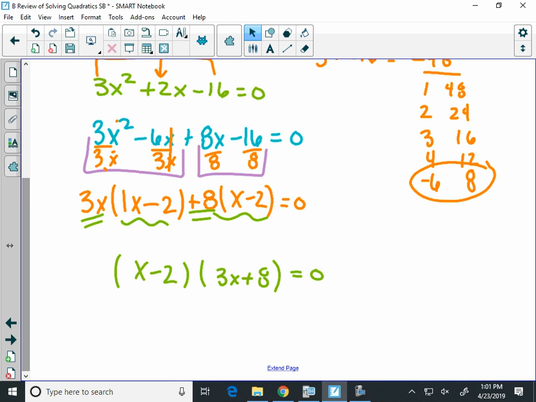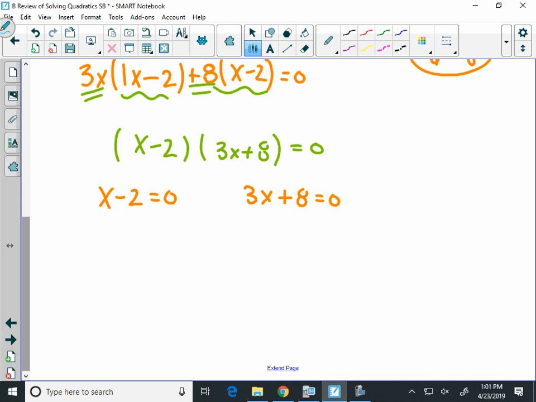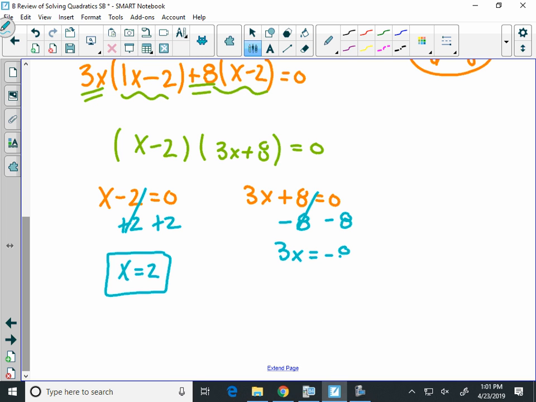When the directions say to solve, you're then going to take each parenthesis and set it equal to 0. And then solve that parenthesis. So to solve here, we're getting x by itself, so we're just going to add 2 to both sides. So x is equal to 2. Here, we're going to subtract 8 on both sides to get 3x equals negative 8, then divide by 3.